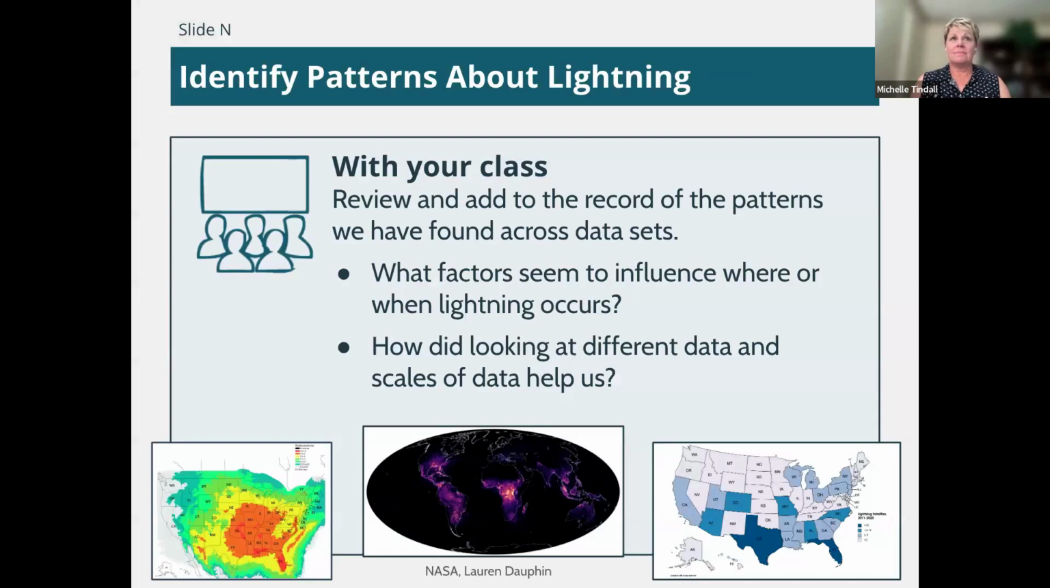And then we can take a look at, with our class, we would be having a building understanding discussion to try and figure out, again, remember that figuring out part in our building understanding discussions, what factors seem to influence where or when lightning occurs, and how did looking at different data and scales of data help us?